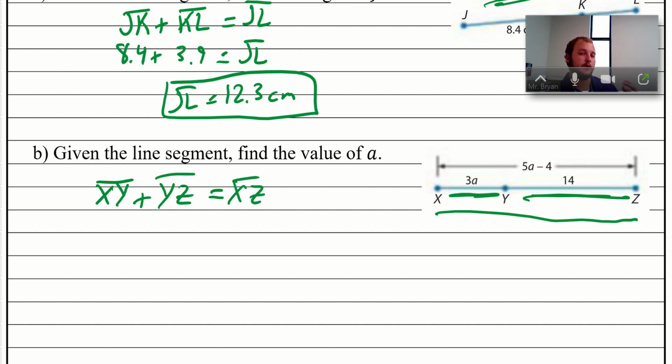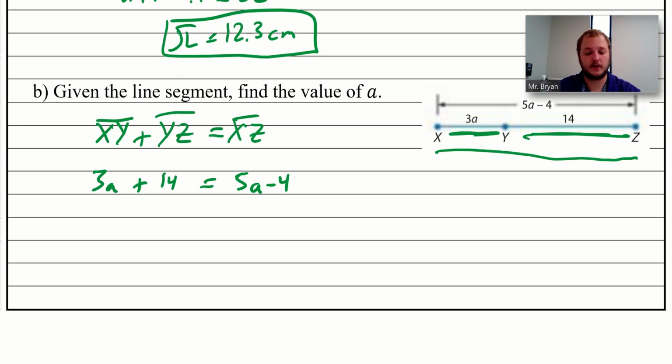Okay, so we have that here, and we do have all these lengths. Might not necessarily be numbers, might be some variables in there. But now we can write it in terms of numbers and variables. Okay, so XY is 3A, plus YZ, if I look at that, that's just 14. And then the length of XZ is going to be 5A minus 4. Okay, so I've just plugged all these things in here, substituting them in.